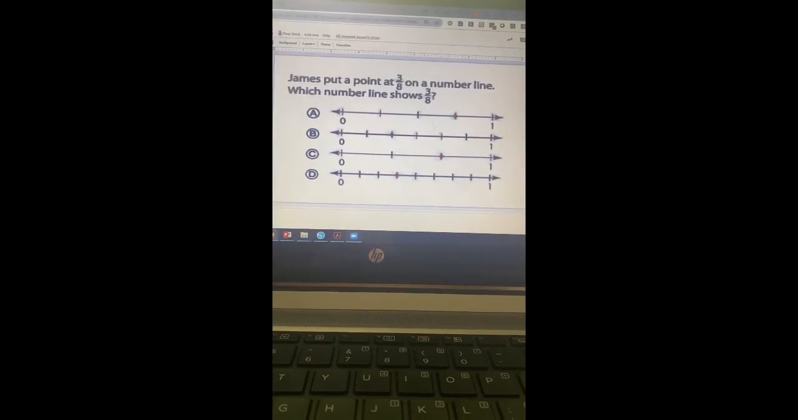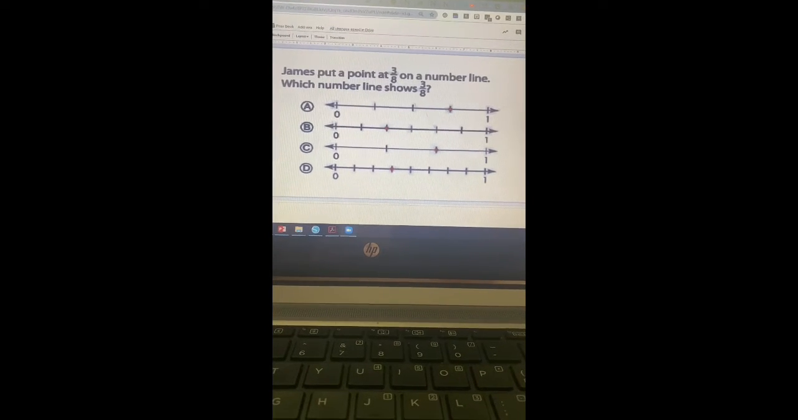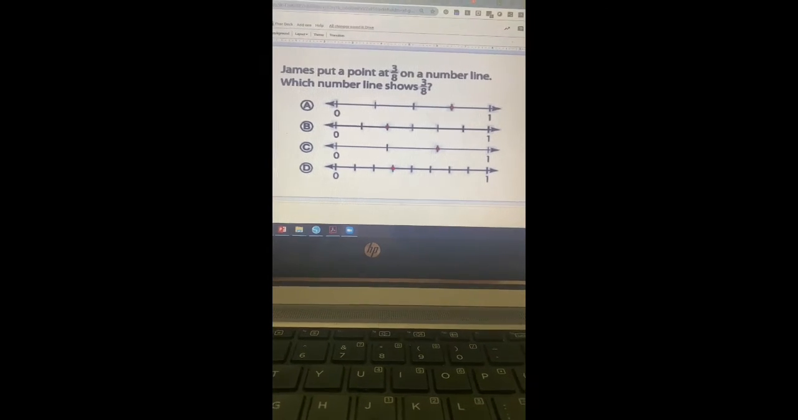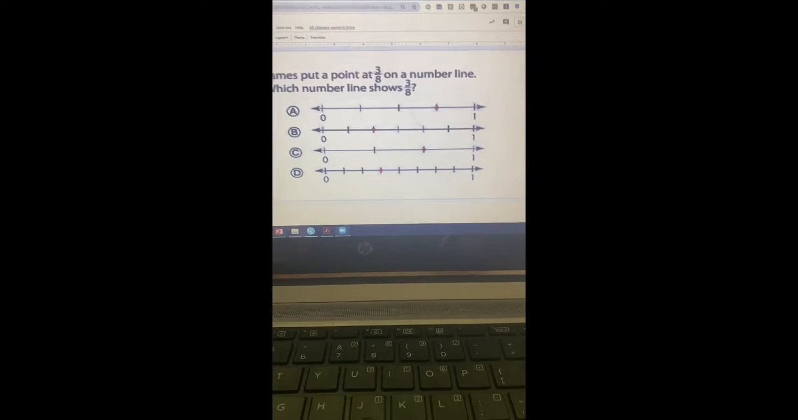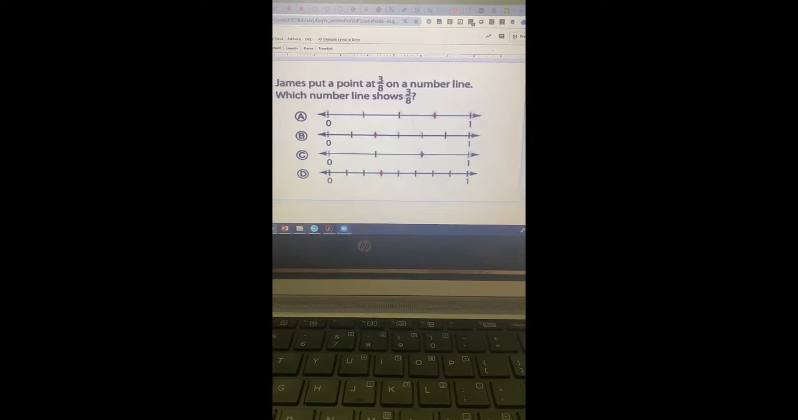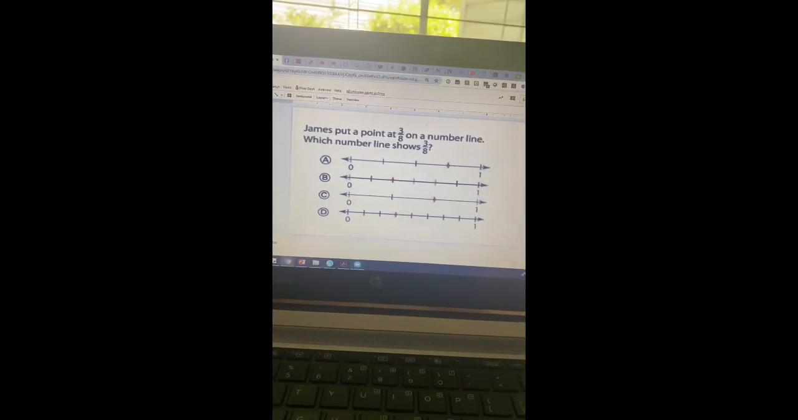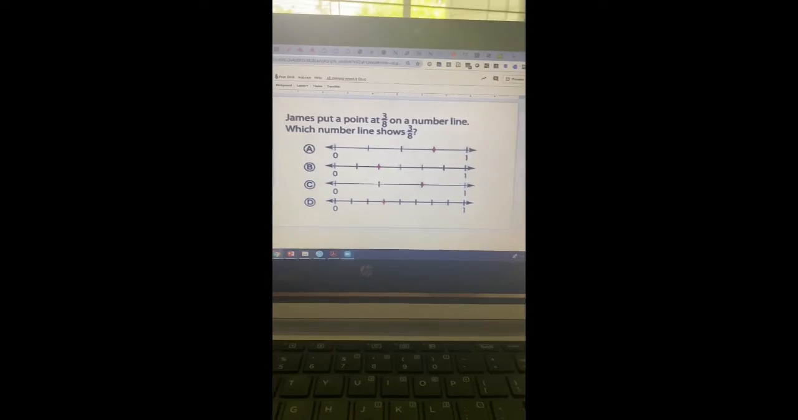Okay. James put a point at 3/8 on the number line. Which number line shows 3/8? Now, I unfortunately cannot write on my screen, of course, but I'm going to try and walk you through this the best I can. So, let me put my lid on my marker so I don't do this accidentally.